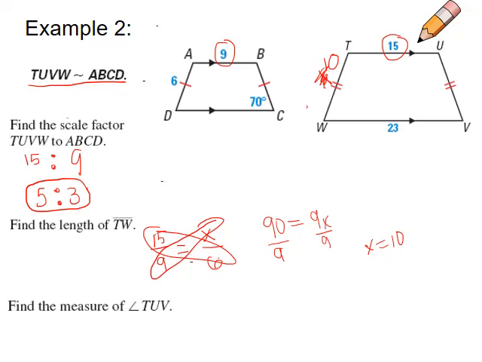Now they're asking us to find the measure of angle TUV, which is this angle right here. It's angle U on our larger trapezoid. So remember we said when two figures are similar, all of their angle measures are equal. So U corresponds to angle B in our other trapezoid. So these two trapezoid angles, U and B, are congruent.